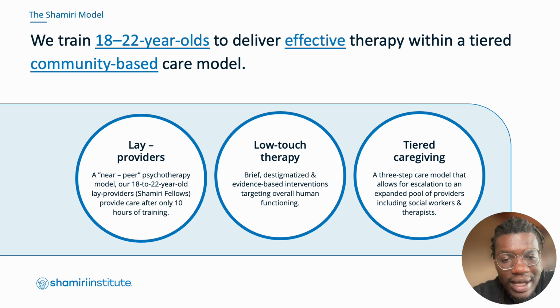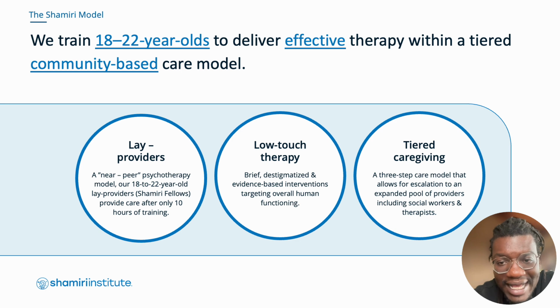We work with social workers, folks who have a diploma or a bachelor's in mental health and psychology, and we have them supervise and train our lay providers, but additionally, we have them take on more severe and escalated cases. So in this model, we train 18 to 22-year-olds to deliver effective low-touch therapy, we have a tiered care approach, and we work in communities, especially in schools, allowing people to access care where they are. That is just some background on who we are and our model here at Shamiri.